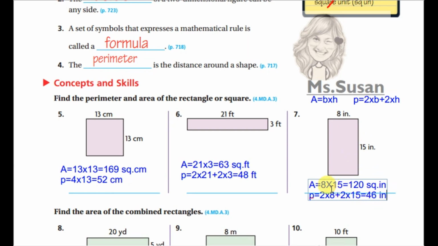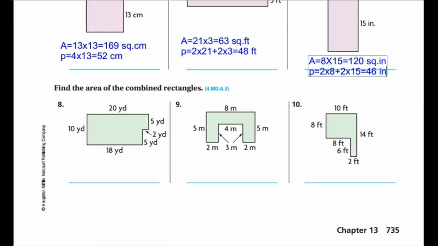So the area, we measure it by square inch. The perimeter, we measure it by only inches. Here, who wants me to find the area? So find the area of combined rectangles. In this case, I need to divide these shapes into rectangles to apply the formula and find its combined area.